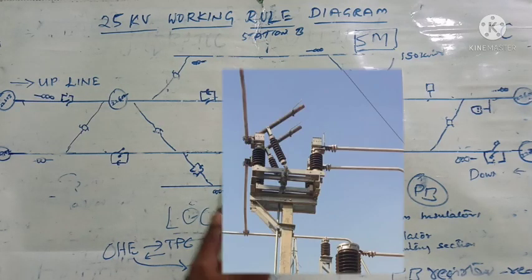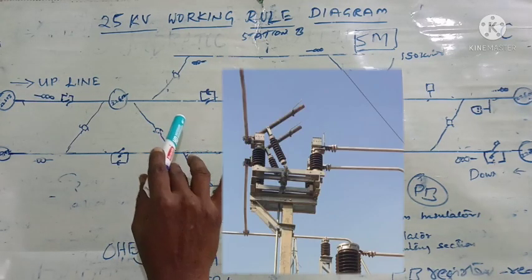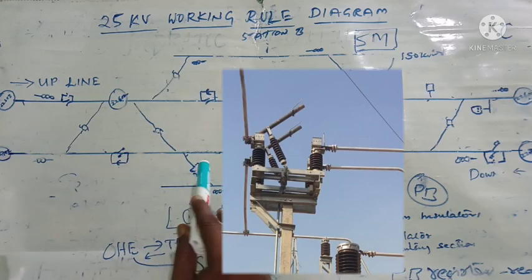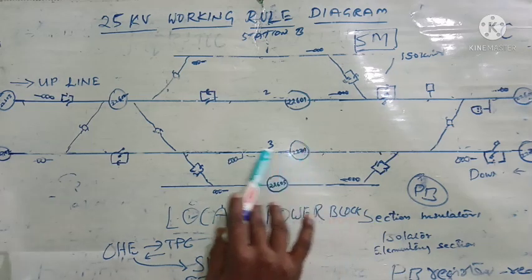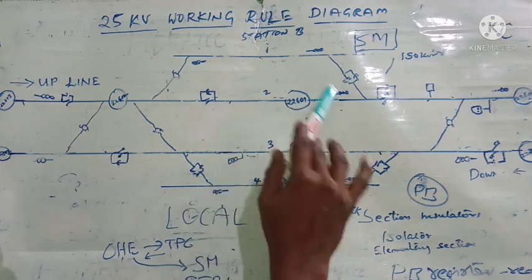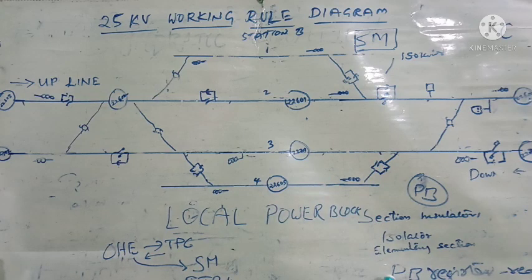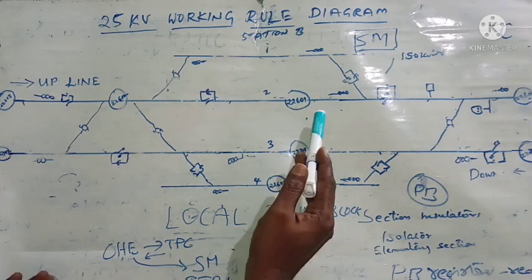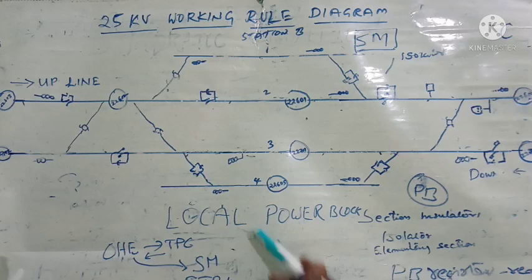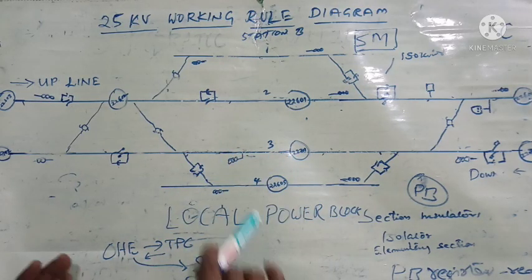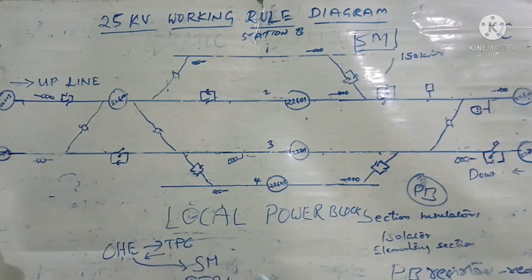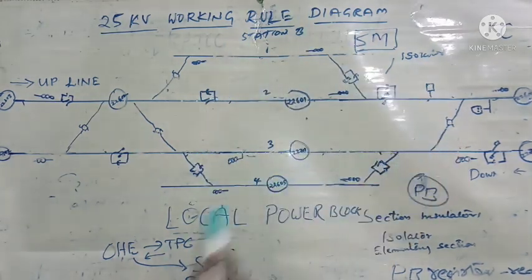Isolator kept open means this is the open condition. Open condition means the switched off condition. No power supply will be there. That is, the isolator will be kept in open condition during power block. When the power block is withdrawn or cancelled, this will be closed again. It will be switched on. So now, before going into this local power block, let us see the rule diagram.